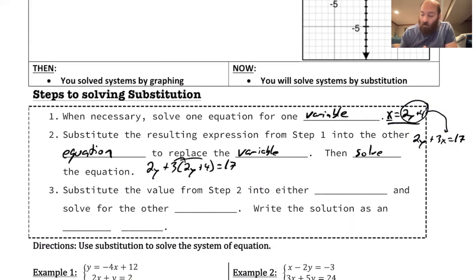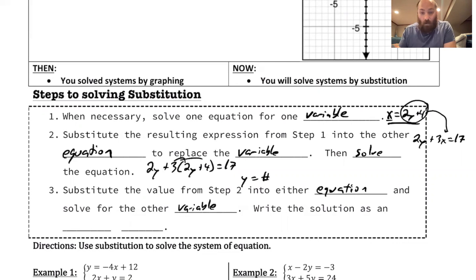Once I get to a y value there, I would substitute the value from this step into either equation. I would want to go back to one of the original ones, and then I could solve for the other variable. Let's see here. That'd be 6y, that'd be 8y, that's 12. I get a fraction here.